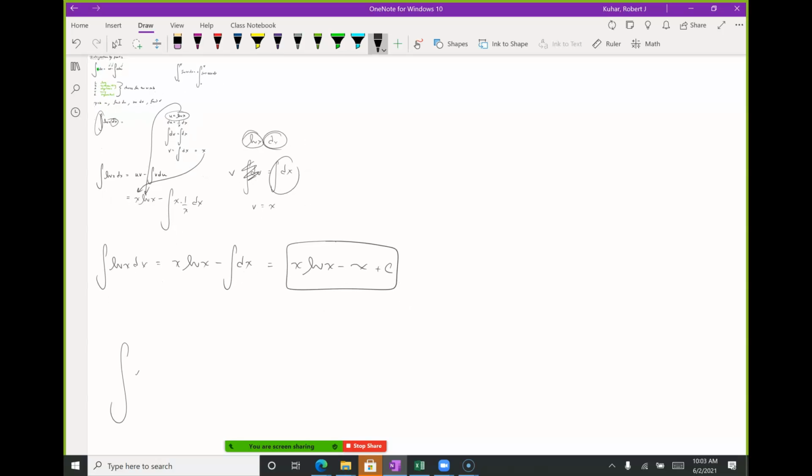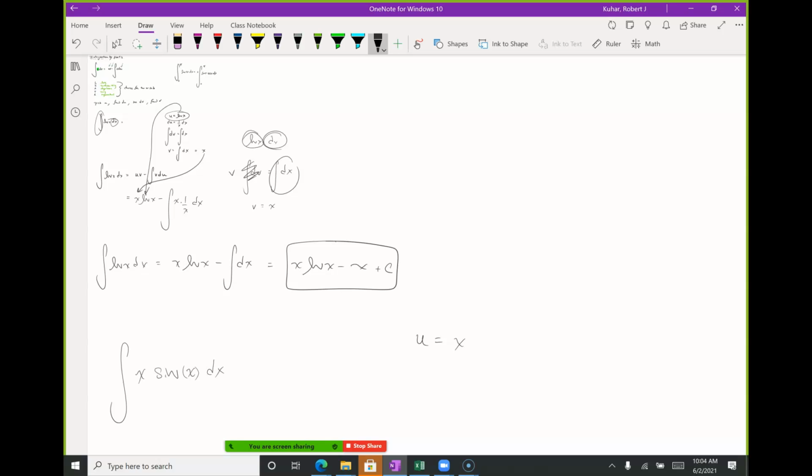So let's do x sine of x. We'll keep it nice and simple at first. So from my LIATE list, what is my value of u? Sin x? Yep. I'm sorry? Sin x? So A is algebraic, right? So u is x, right?